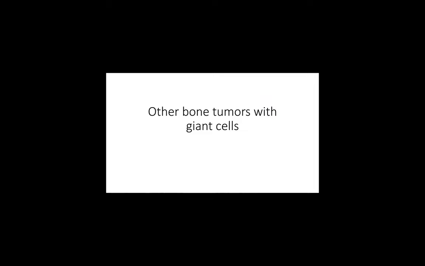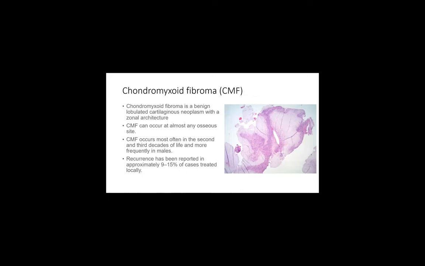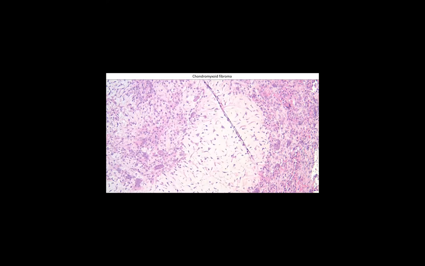And just to finish up the last 2 minutes or so, there are a few other bone tumors that can have giant cells that sometimes come up in the differential. Those include things like chondromyxoid fibroma, which is a lobulated cartilaginous neoplasm that can occur at almost any bone site, typically in younger patients. These behave mostly in a benign fashion, but they can recur. And one of the most characteristic features for CMF is really its lobular architecture. So at low power, you see these distinct lobular areas, which are paucicellular compared to the darker areas, which have giant cells in the background. So again, a lobular architecture.